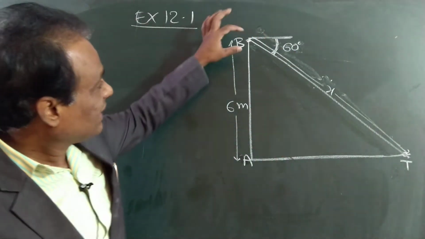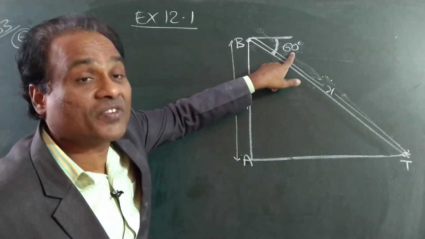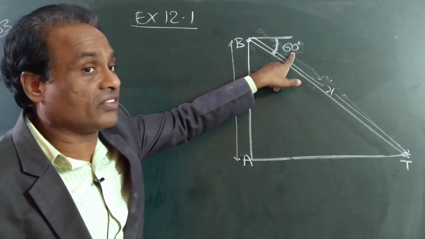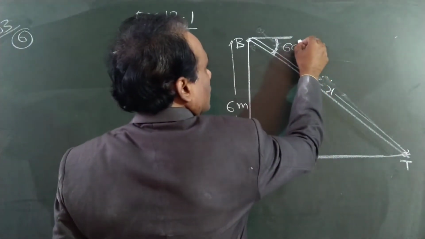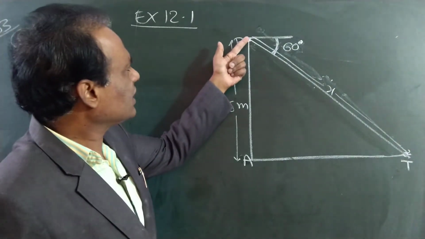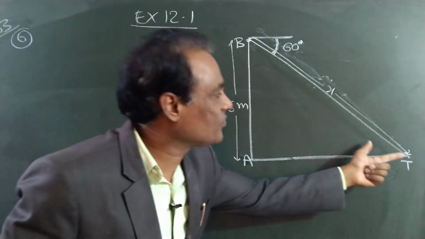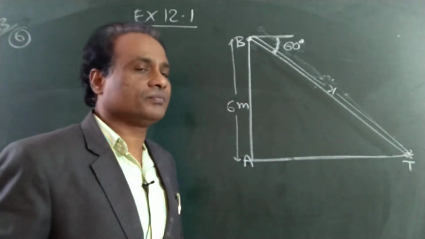So this is the horizontal line and this angle is called angle of depression. I explained in the first class itself. This is angle of depression, 60 degrees. It is given. The question is find x. That is a simple question. Find the distance between you and the object.